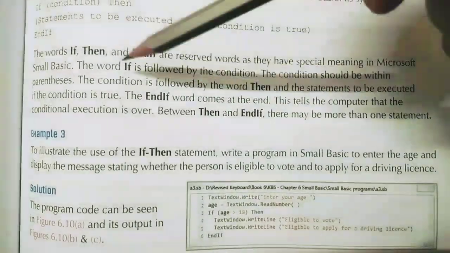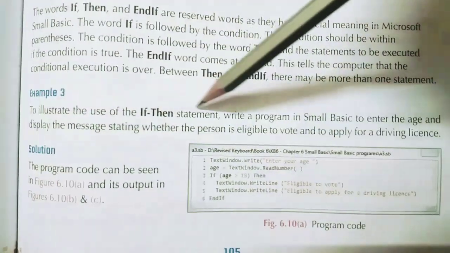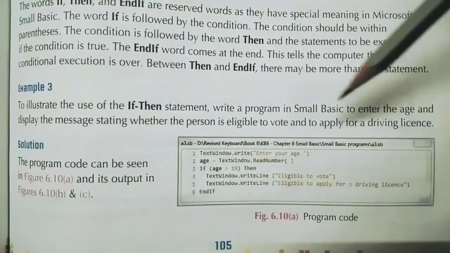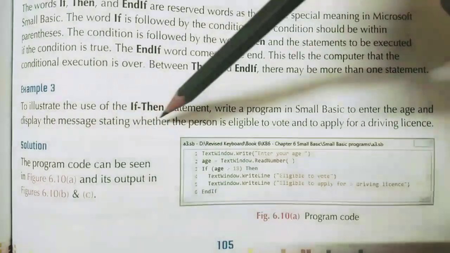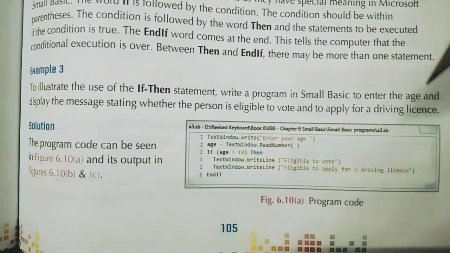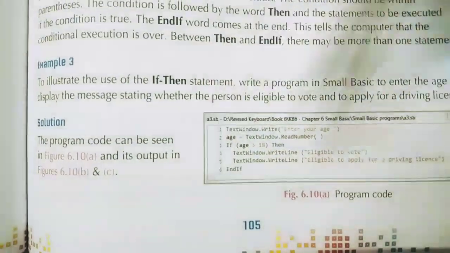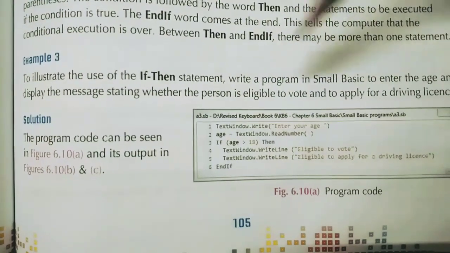So they can be used more than once also. See here some examples given. To illustrate this, use if then statement: enter the age, display the message stating whether the person is eligible to vote and apply for driving license. So how to execute this, how to write the code? See here, what is the program written?